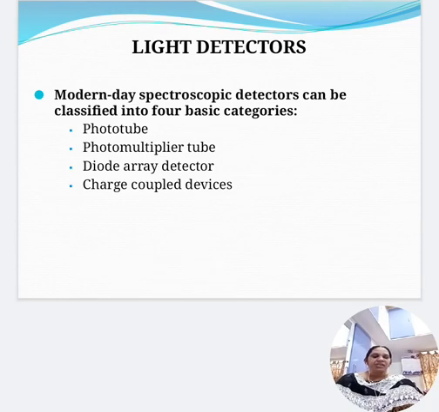IR radiation detectors, IR stands for infrared, are heat detectors. Photon detectors are spectrally selective and consist of an active surface that absorbs radiation, in turn causing emission of electrons for generating a photo emission current, as in the case of photo emissive cells.